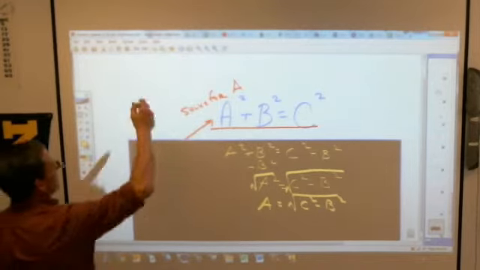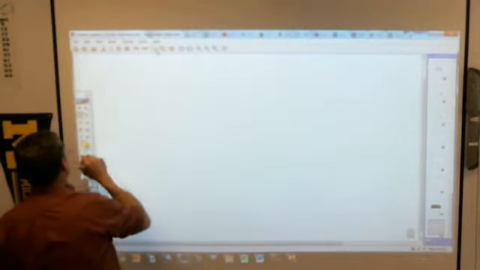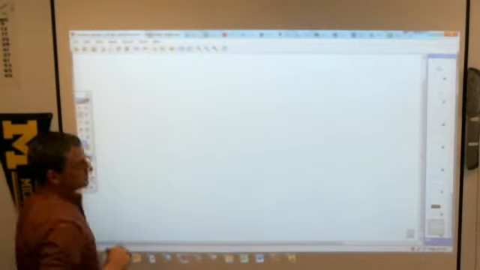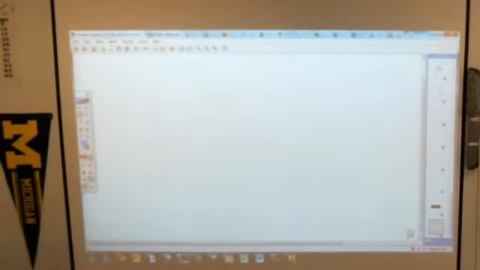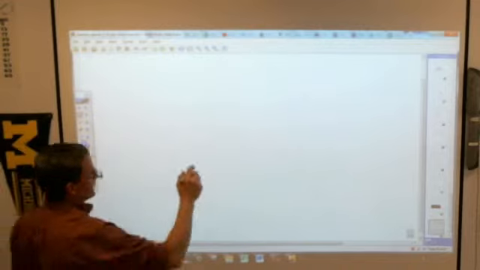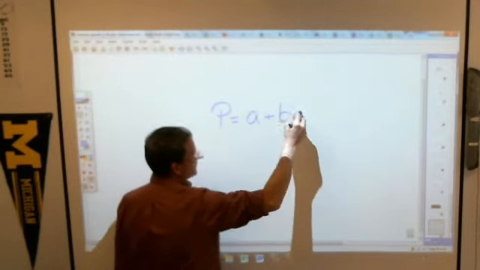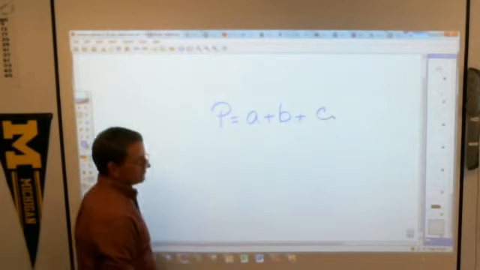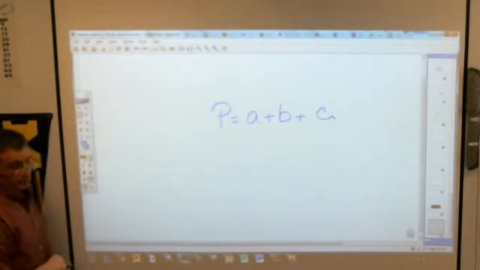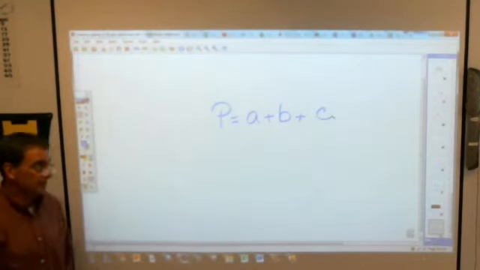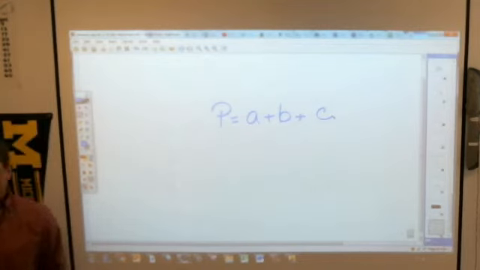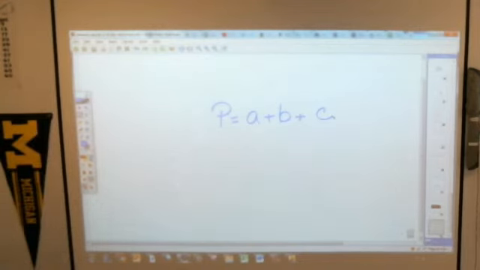Now I'm going to give you one more. Let's see where we go from here. What if you have this? Let's see if we've learned anything at all. P equals a plus b plus c. By the way, that would be the formula for the perimeter of a triangle, sides a plus b plus c. And I said solve that for b. Solve that equation for b, so it's b equals something.